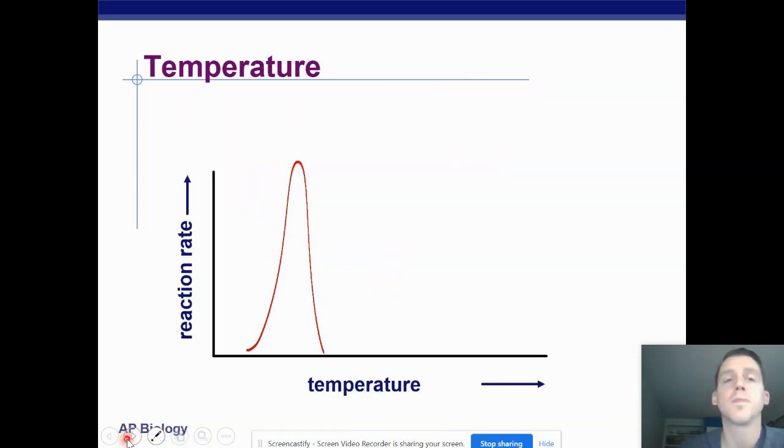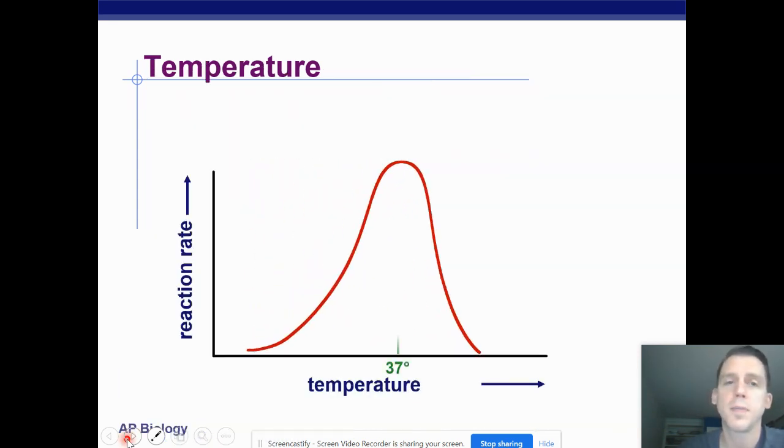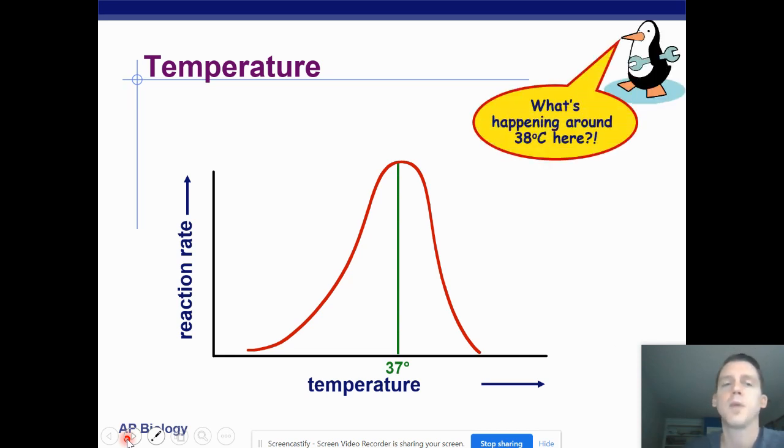Now, what about temperature? The temperature graph is going to look something like this. So what's happening around 38 degrees Celsius? Well, that seems to be the ideal temperature for the enzymes to work. Notice the enzymes don't work very well at very cool temperatures, and they start to work better as the temperature goes up. There's an optimum temperature, and then when the temperature gets too hot, the enzymes are not able to work as well, and eventually they stop working because they are denatured.